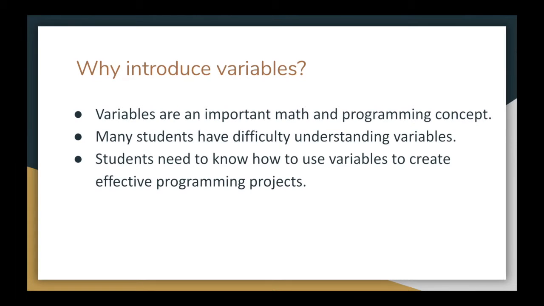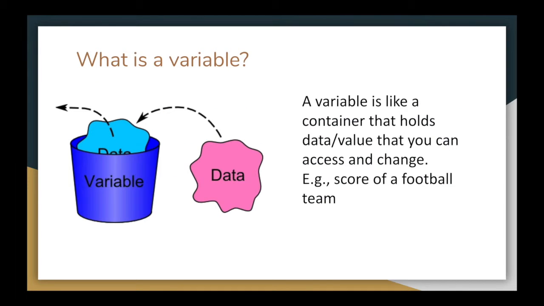and create effective programs. A good way to explain variables is to show students a container or box, like the one shown here. You can tell students that a variable is like a container that holds data or value that you access and change. Also, you can illustrate it with some real-life examples. For example, in a game, a variable could be the current score of a team because the score will be changed whenever the team gets a point.